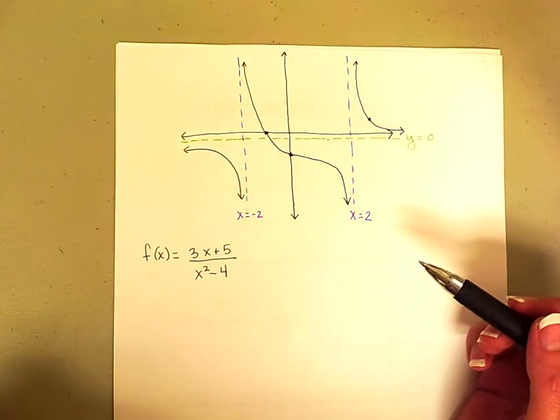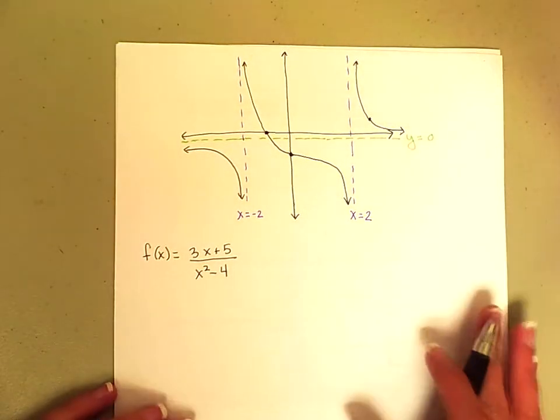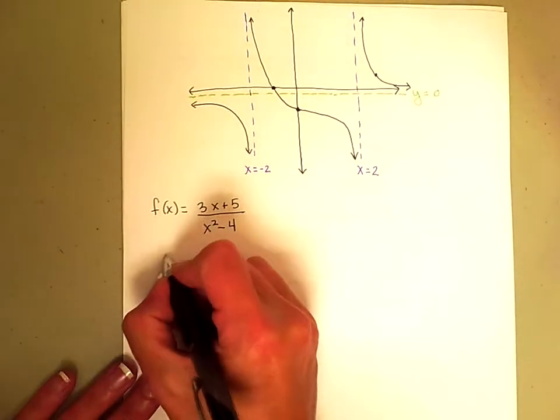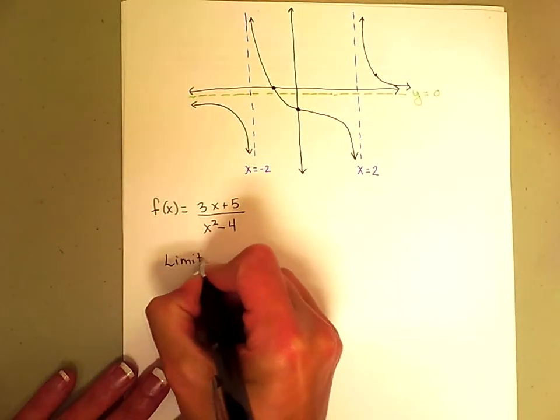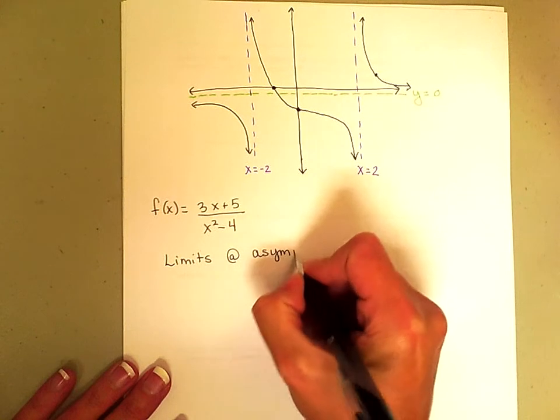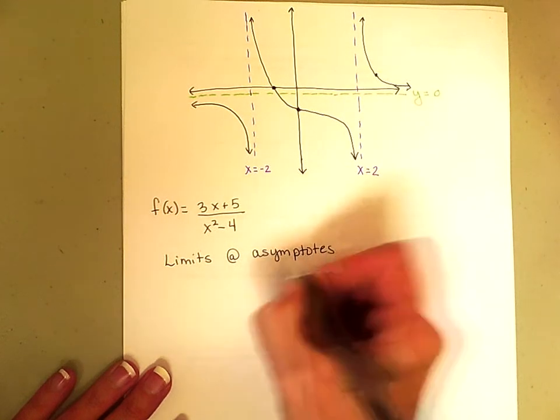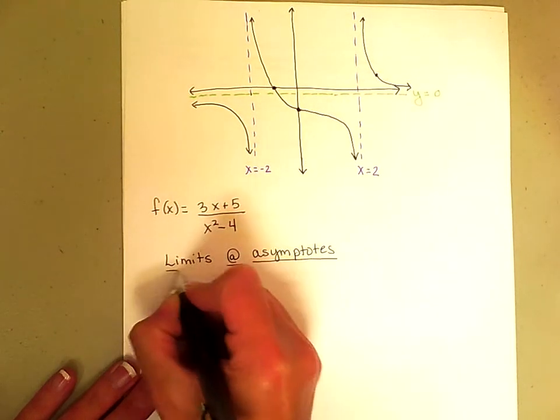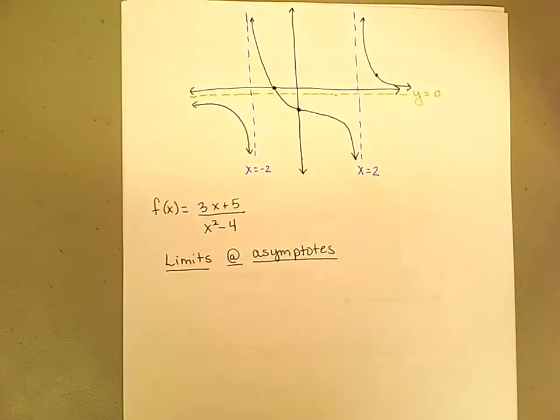But there are lots of other limits that we could talk about. And one that's really important is limits at asymptotes. And we're going to do this by reading graphically.